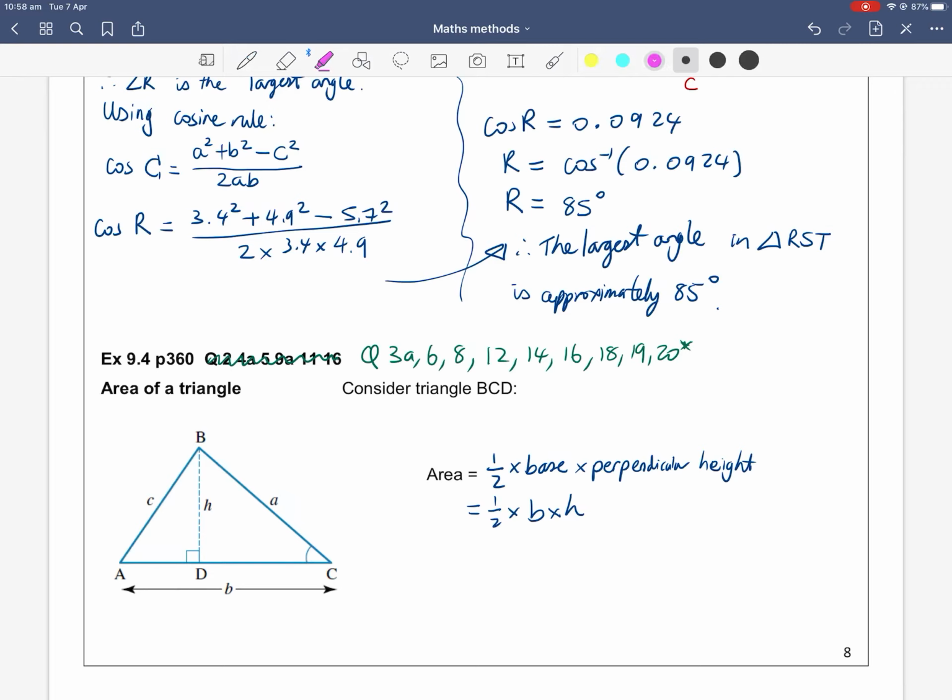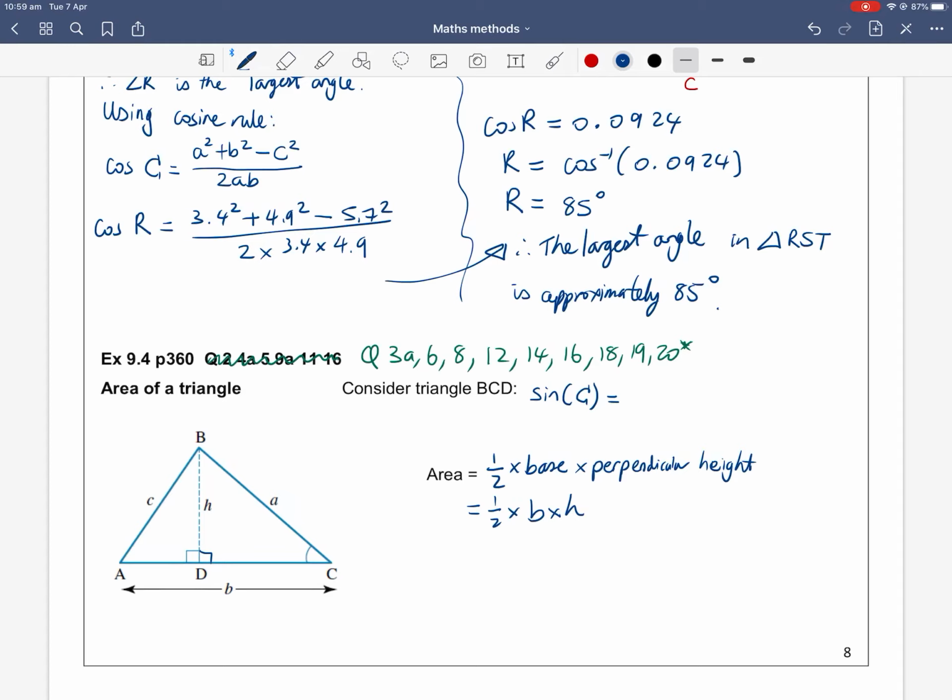Now the thing is though, our generic triangle is in terms of a, b, and c, not h. So the question is, how do we rewrite h in terms of lowercase a, b, and c? Well, consider the right-hand side triangle BCD. So that would be a right angle triangle because h is a perpendicular line. So here angle BDC, that corner is 90 degrees. So we consider triangle BCD, the right-hand side right angle triangle.